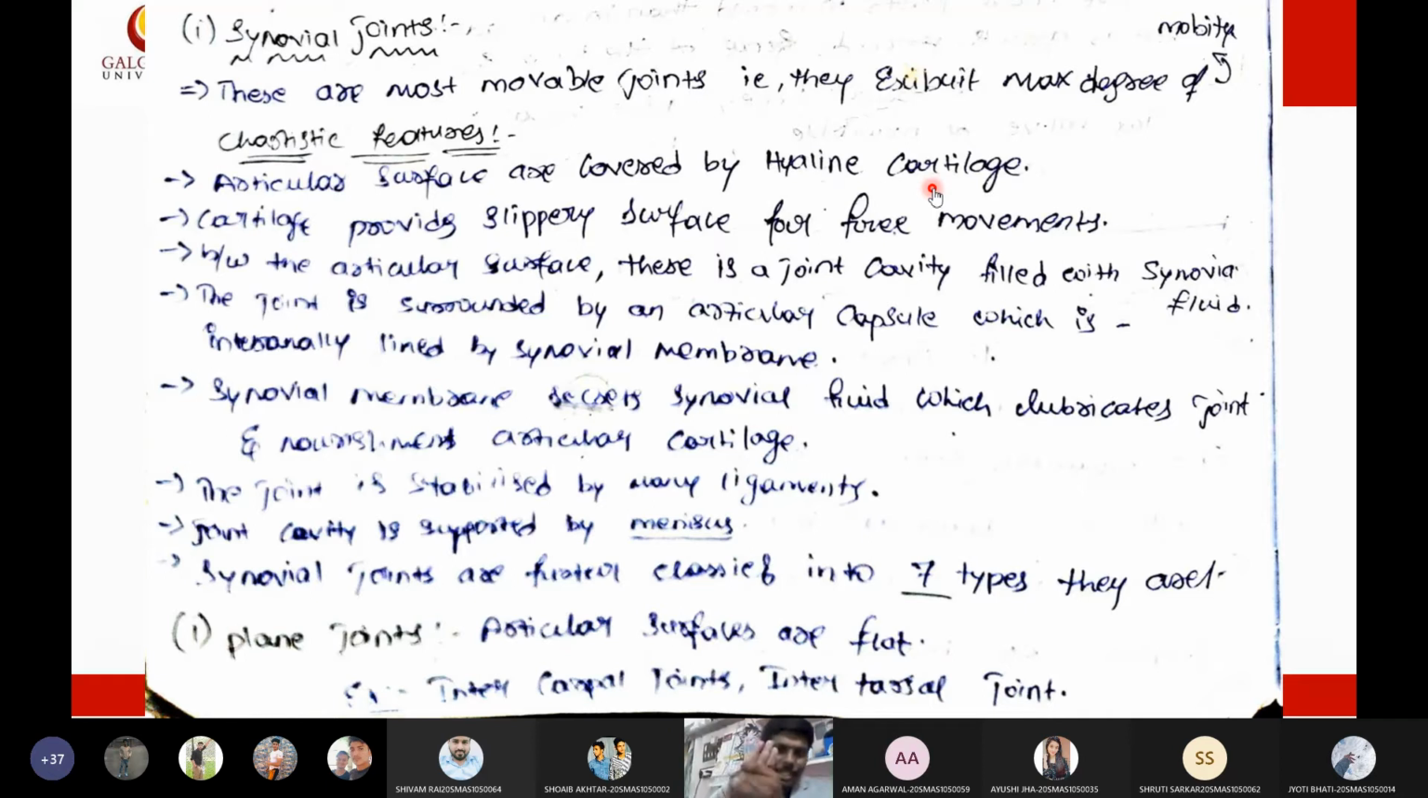So the presence of these three features is the unique characteristic of synovial joints. One, synovial joints have hyaline cartilage at their articular surface. Articular means connecting surface. Second, they are always enclosed in a capsule. And third, there is always synovial fluid in the joints.